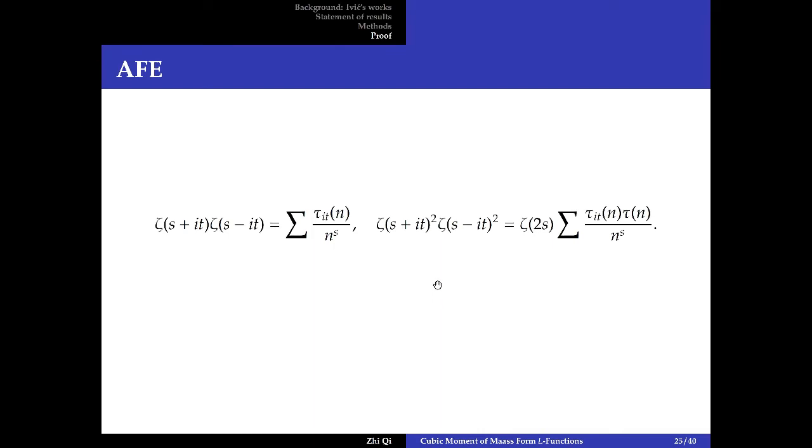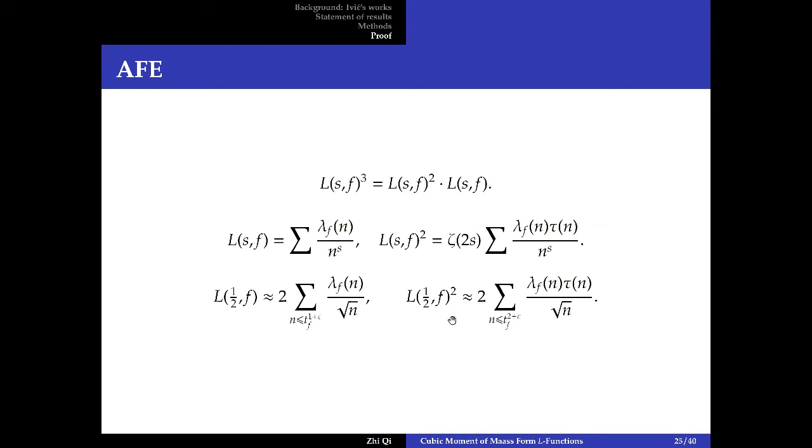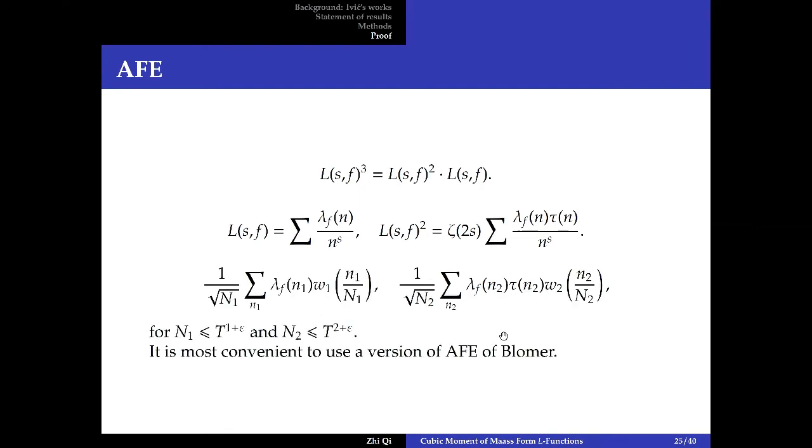And for the Riemann zeta function, we have something very similar. So anyway, the approximate functional equation says that you need to sum up to T or up to T squared, depending on whether this is the first moment or the second moment. And usually we need a smooth version, so we insert a smooth weight function here. And this N1 and N2 will be up to T or T squared.